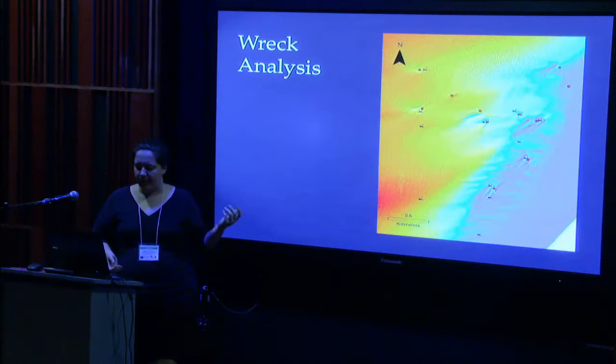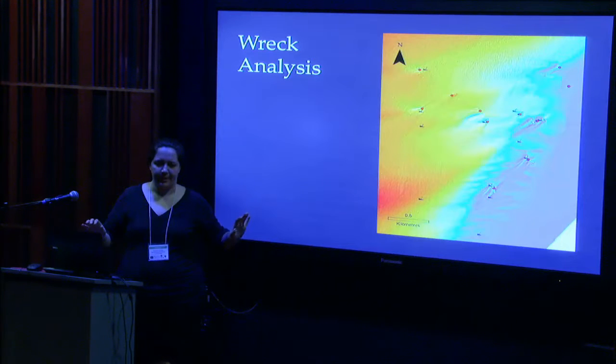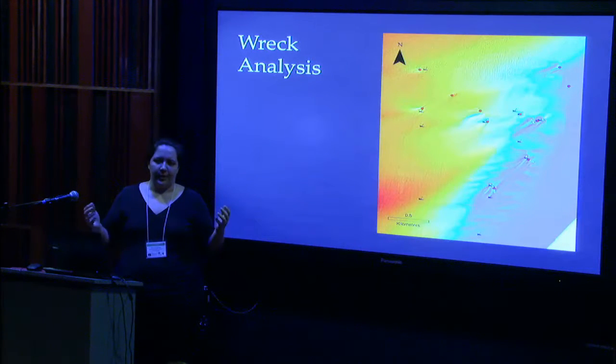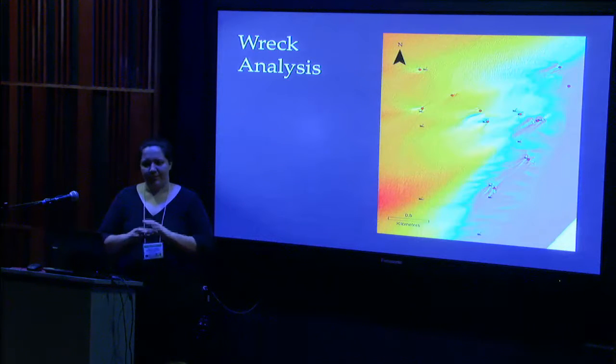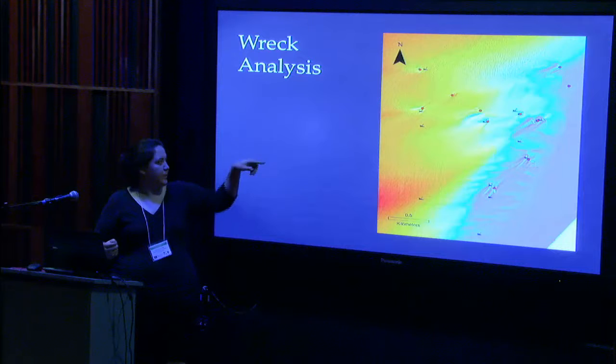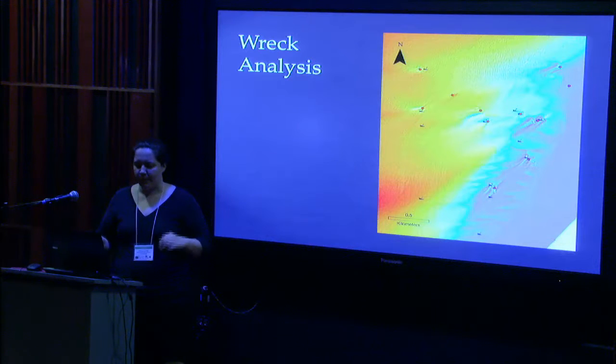So my first step in analyzing the wrecks was ignoring all of my shipwreck data sets and just looking at the bathymetry, to make sure that I was getting an unbiased view and didn't have any preconceptions about what might or might not be a wreck. And those are shown in little red dots. And then I compared it afterwards to the different shipwrecks that I knew to exist in the area.